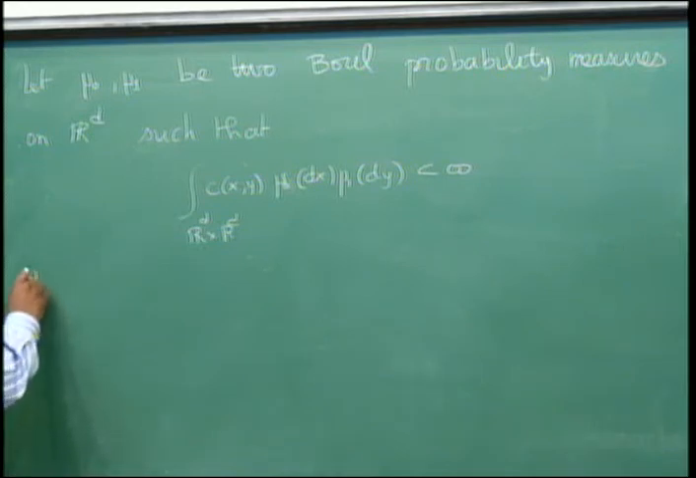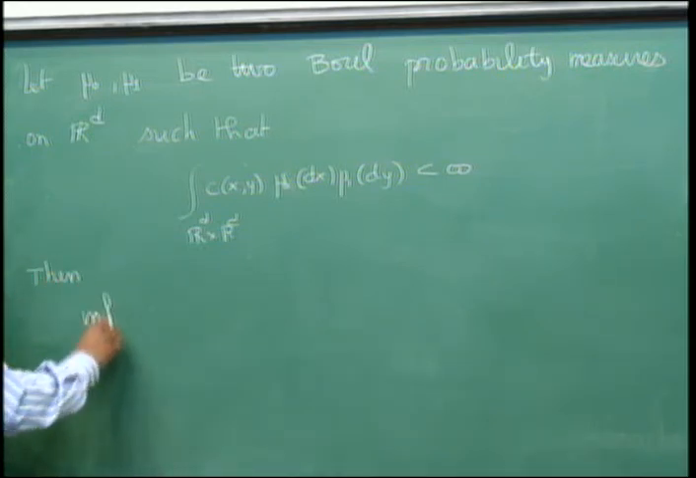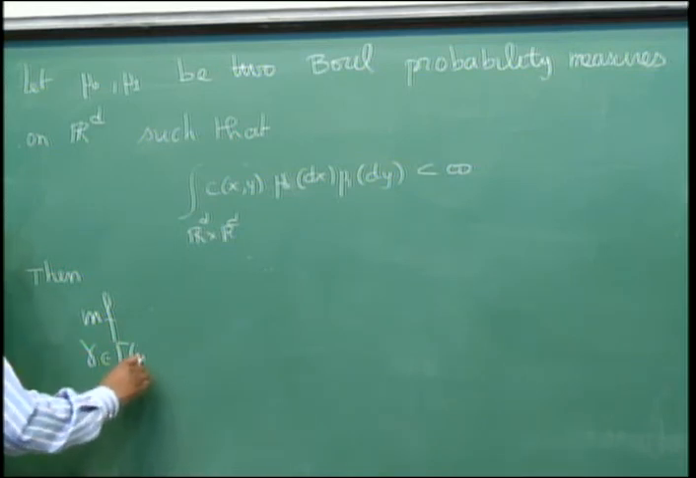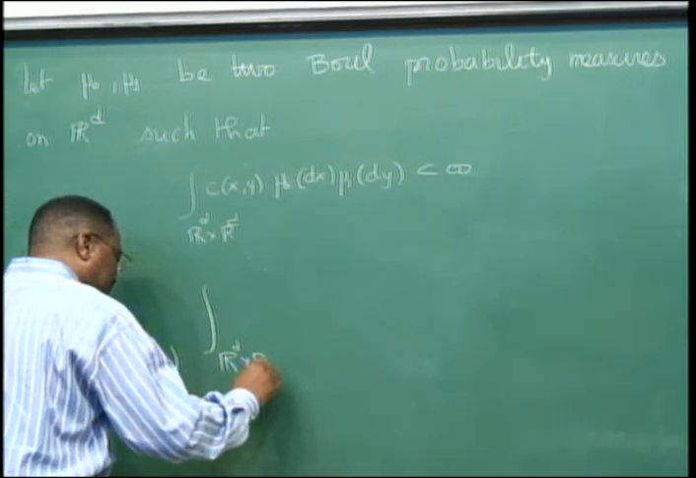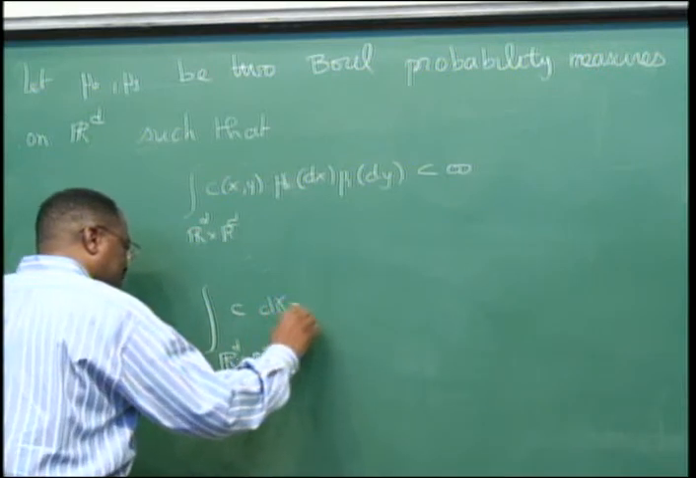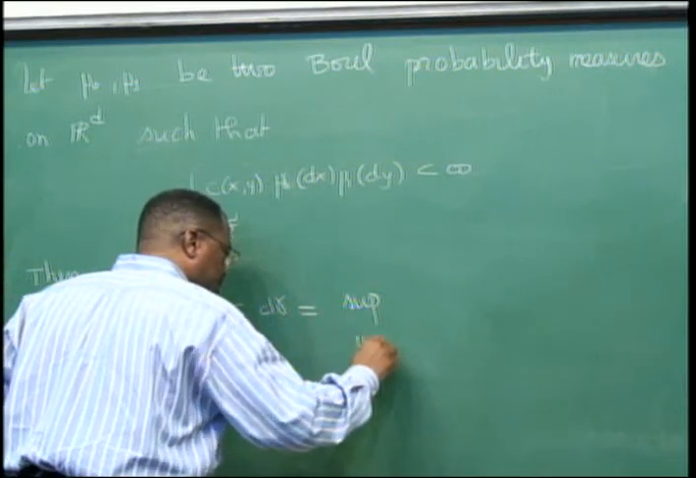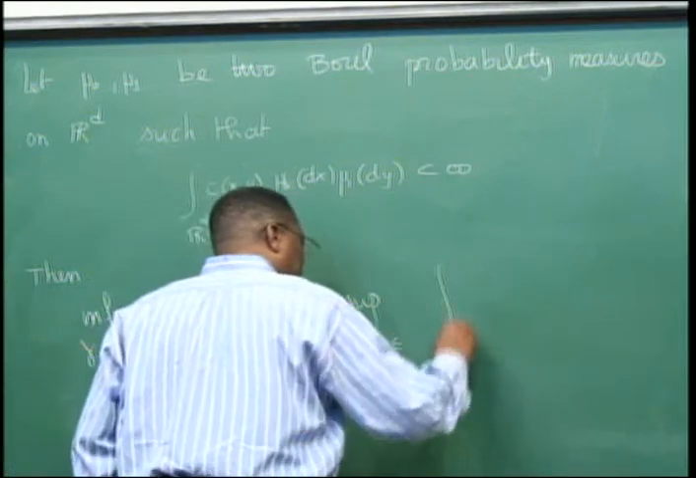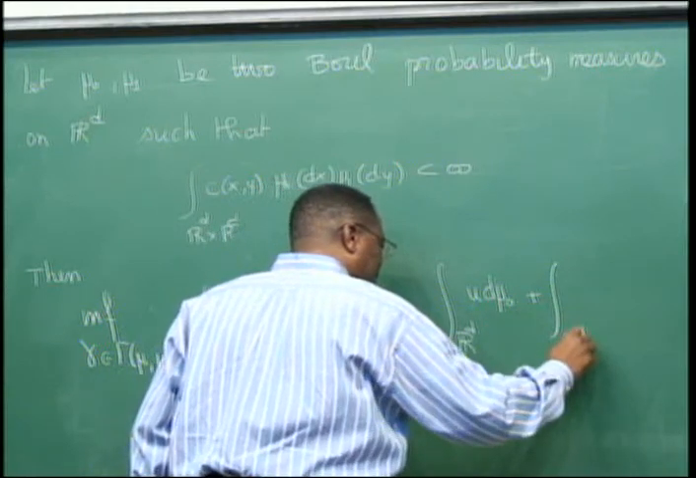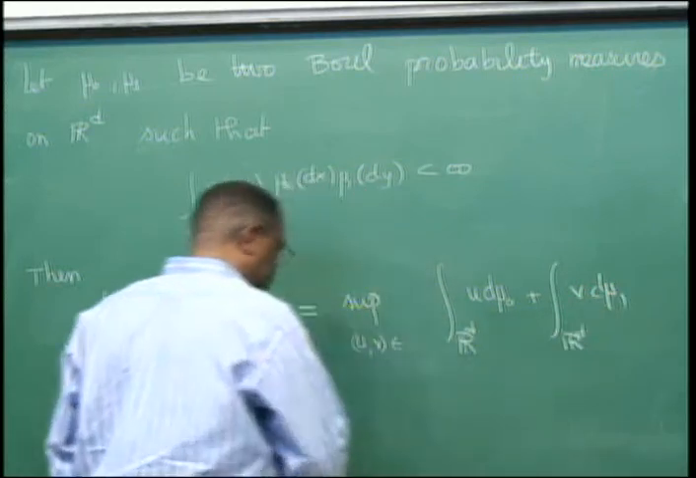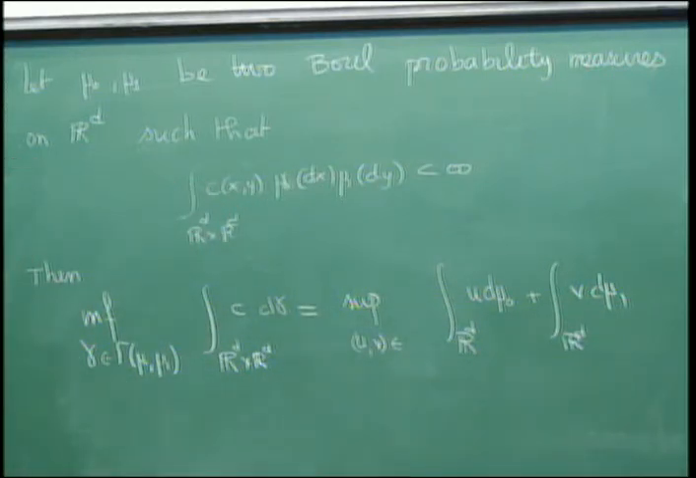Then here's the result. Then the infimum over gamma having mu naught and mu1 as marginals of the integral over R^d cross R^d of C d gamma is equal to the supremum over u, v in U_C of the integral over R^d of u d mu naught plus the integral over R^d of v d mu1. And once you have that, if I was going to admit that we have this, then I will save 1 week, of course.